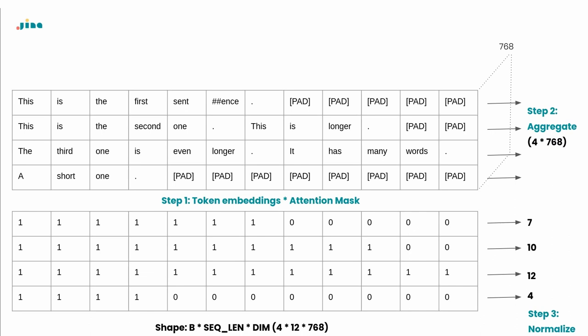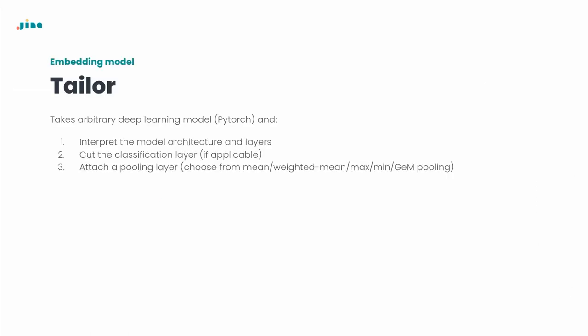Then we need to normalize it. Why? Because some of the tokens are not present in the sentence because they are padded. For example, the first sentence has seven tokens, the second has 10. So we do the normalization, which we call producing the mean values, by dividing by 7, dividing by 10, dividing by 12, dividing by 4. This three-step approach gives us a meaningful representation for the sentences. This is basically how we implement the insight.